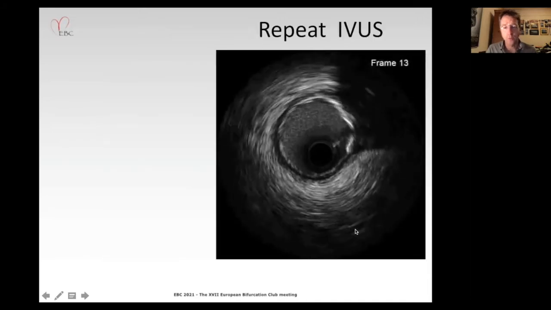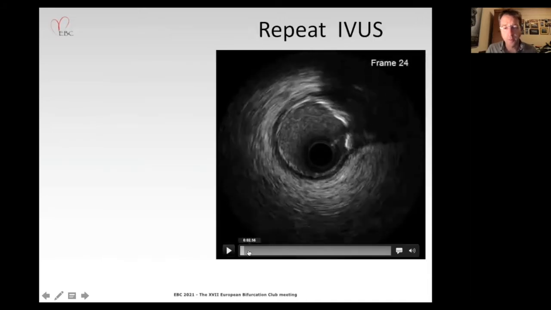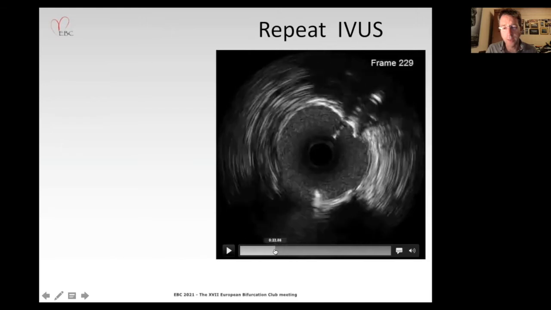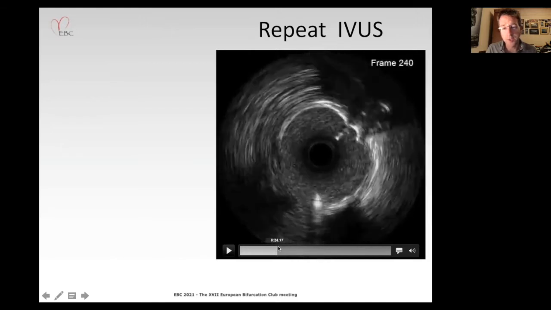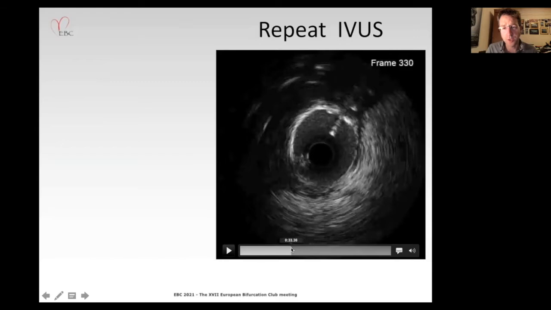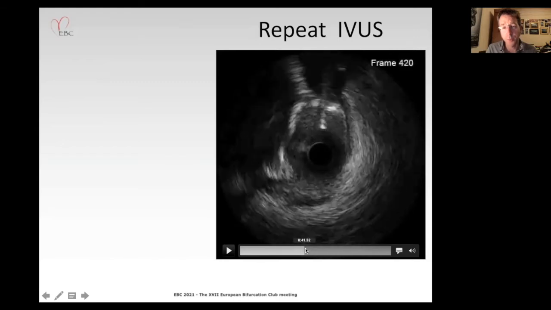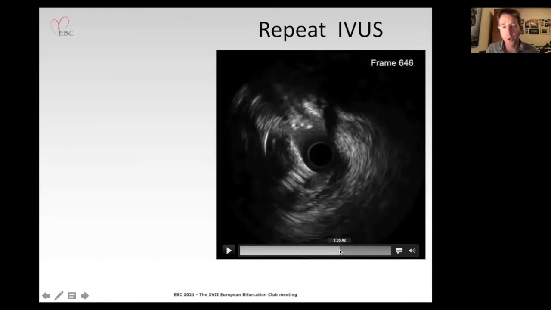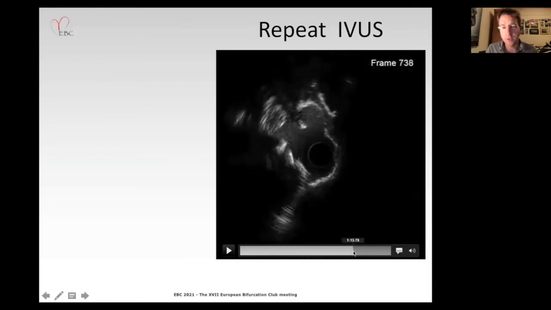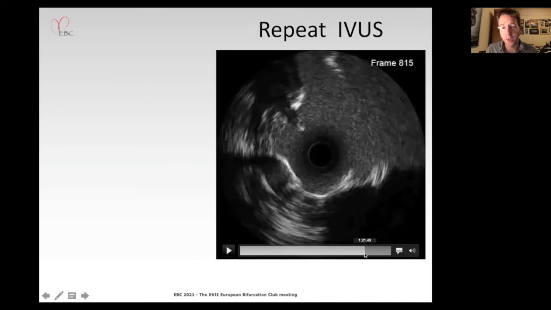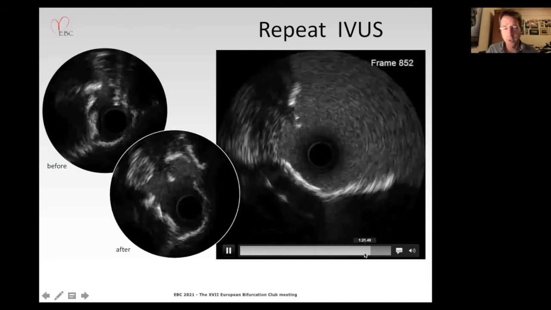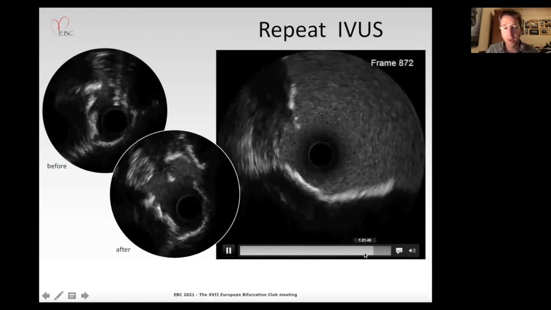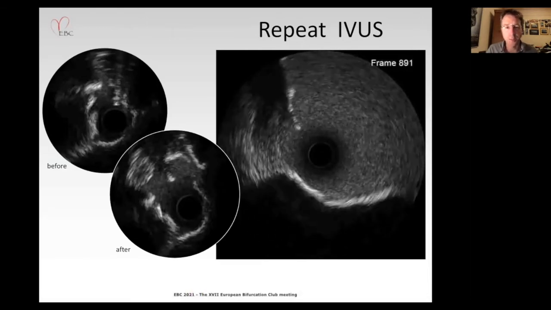And then again, with a repeat IVUS, we can confirm that we have effectively modified. And again, we see here the circumflex, and importantly, relative sparing of the circumflex ostium in terms of disease, so supporting the potential for a provisional approach. And here we see modification, in fact, with the wire now placed within a cavity generated by the burr passage. And we can see the before and after comparison demonstrating really quite effective modification prior to stent implantation.